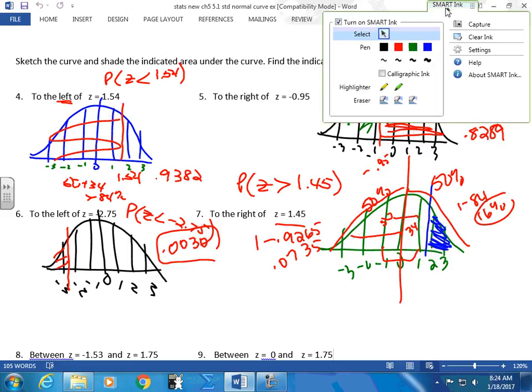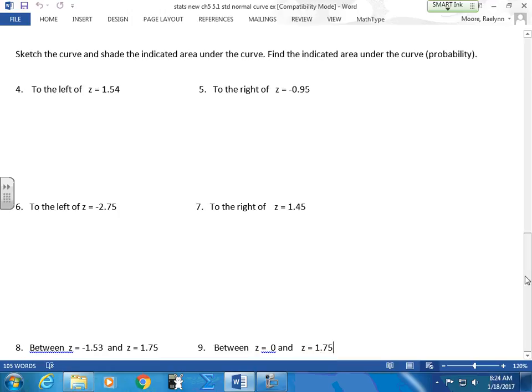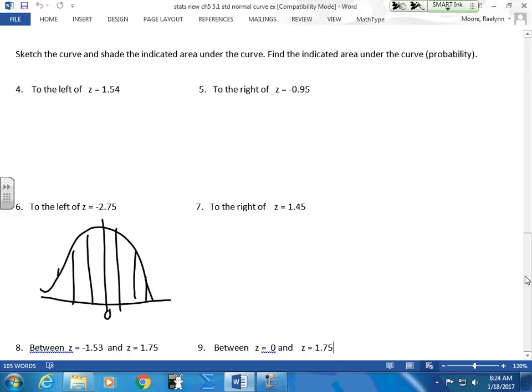Okay, the last ones are probably the little tougher ones, the in-betweens. Oh, so they're way down here. Sorry about that. Okay, in between. So I am between negative 1.53, here's my negative 1.53, and here's 1.75. I want this area in between. Let's estimate. 90. I like that estimate.